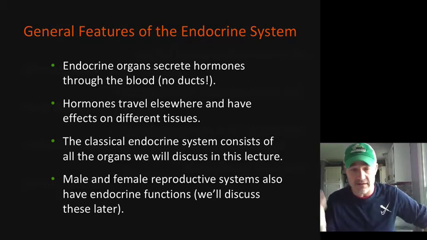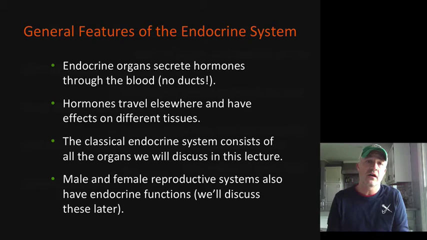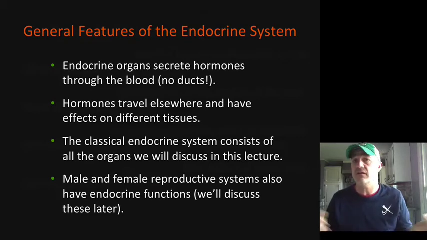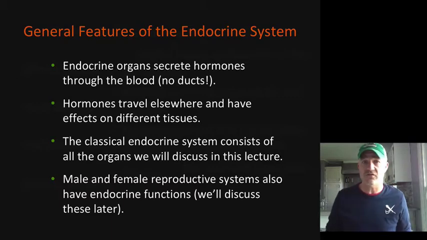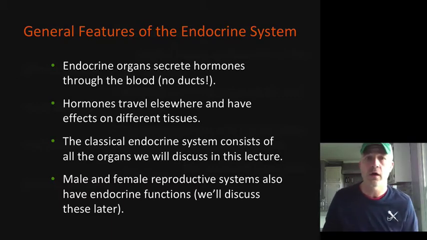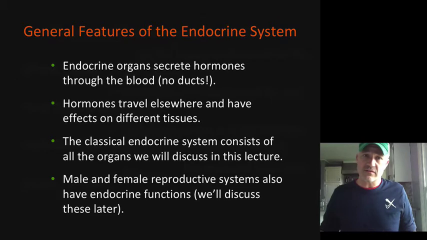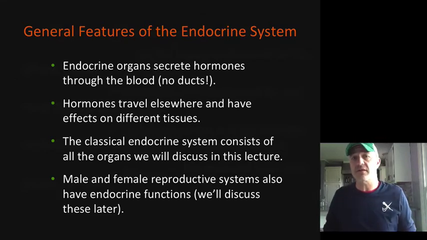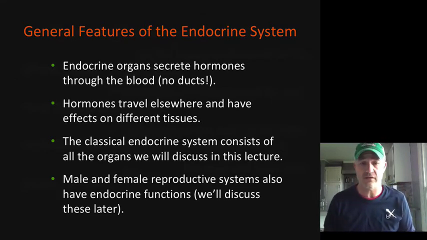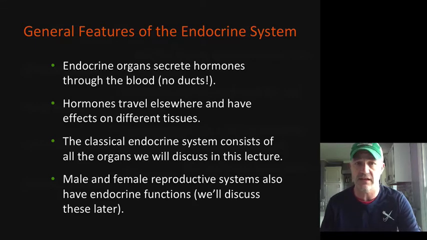The classical endocrine system, as it says here, hits on all the ones we'll talk about in this chapter. The main thing to realize is that when we talk about digestion, there are digestive organs that have endocrine function. We talk about blood vessels and the heart; the heart has endocrine functions. The reproductive tracts have endocrine functions. We'll talk about some of these classic organs in this chapter, but we will come back to other things that do some of that endocrine function in other systems.